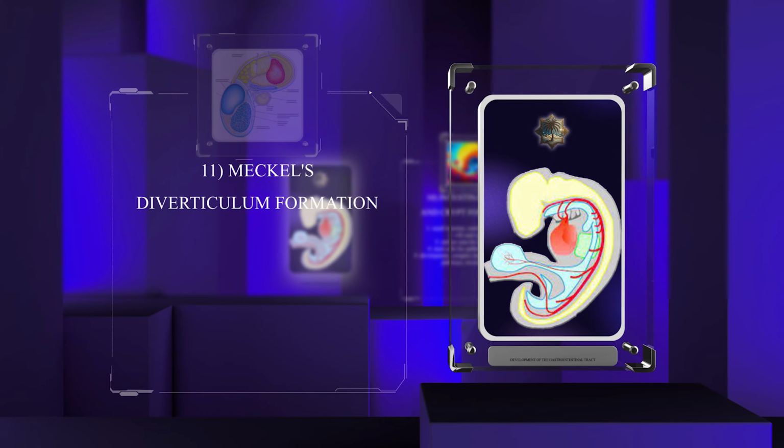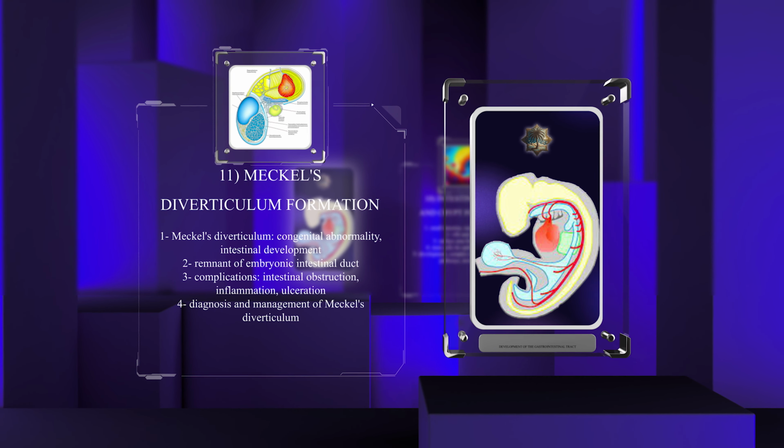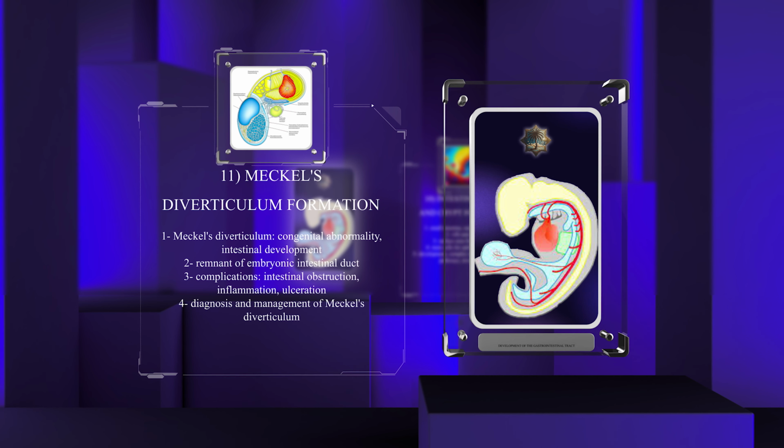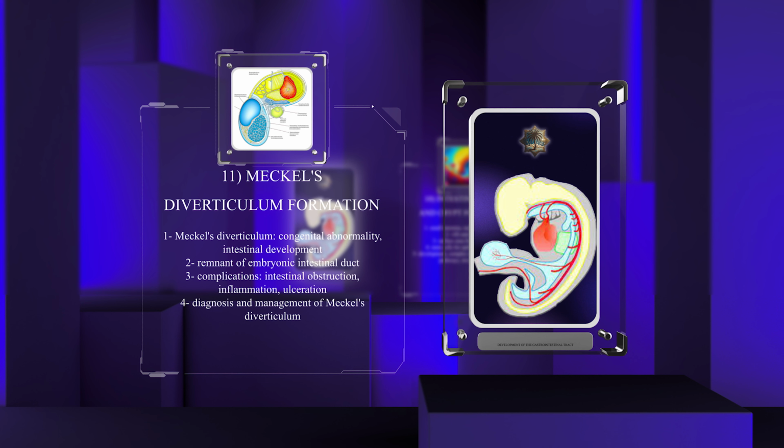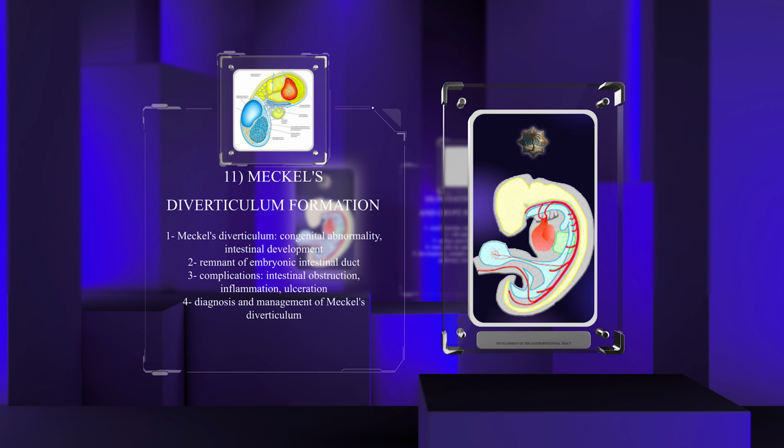Meckel's diverticulum is a congenital abnormality that can occur during intestinal development. It is a remnant of the embryonic intestinal duct, which normally regresses during development. However, in some cases, the regression is incomplete, resulting in the persistence of Meckel's diverticulum. This structure can lead to complications such as intestinal obstruction, inflammation, or ulceration if not properly resolved or detected early. Understanding the mechanisms underlying Meckel's diverticulum formation can help in its diagnosis and management.